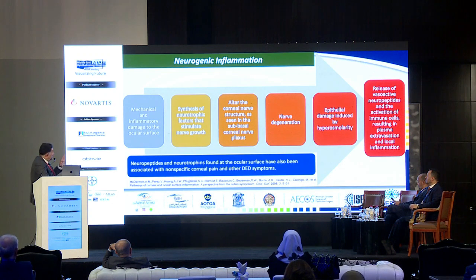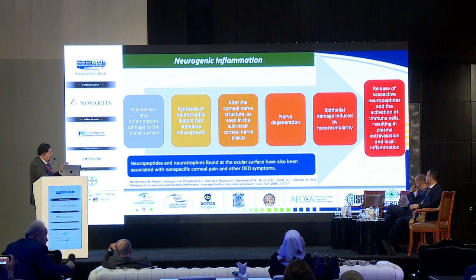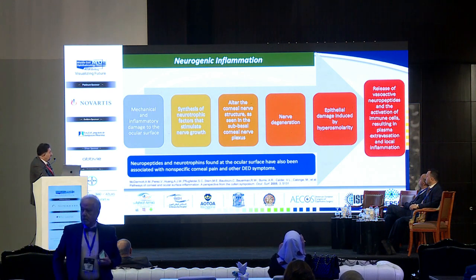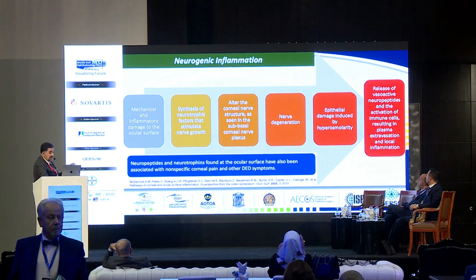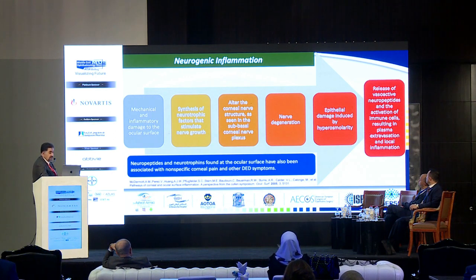So neurogenic inflammation is mechanical and inflammatory damage to the ocular surface, which leads to the release of neurotrophic factors that stimulate nerve growth, which alter the corneal nerve structure as seen in the subbasal corneal nerve plexus, leading to nerve degeneration, epithelial damage, induction by hyperosmolarity, and the release of vasoactive neuropeptides and activation of the immune cells, resulting in plasma extravasation.